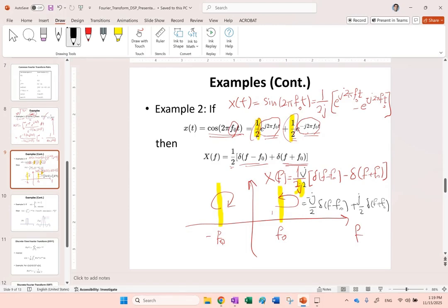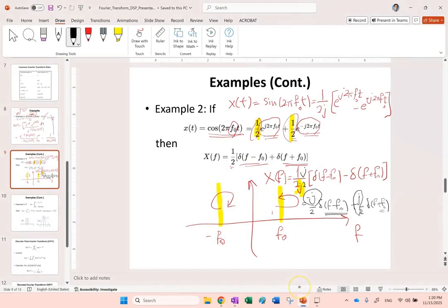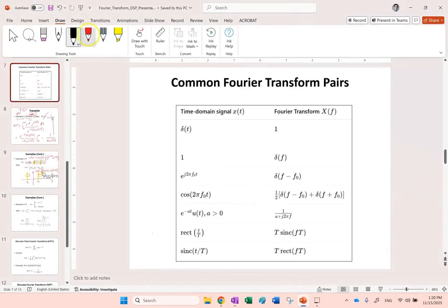So you see that at the frequency of positive f naught, which is this one, your magnitude is 1/2, but with a negative j, and negative j corresponds to a phase of negative pi over 2. At the frequency of negative f naught, you have positive j, which corresponds to a positive pi over 2, and that is what you can see here. So these are the sine and cosine. Okay, so I guess I showed you that one as well. So now we have all of these taken care of.